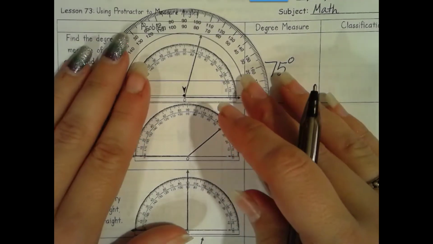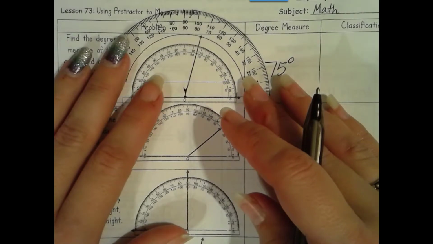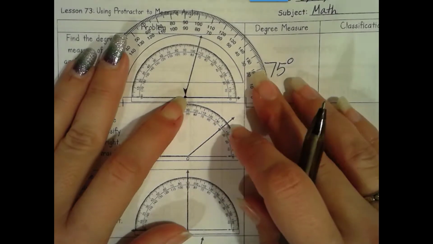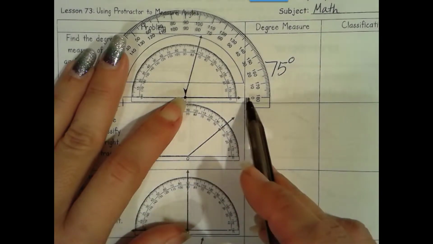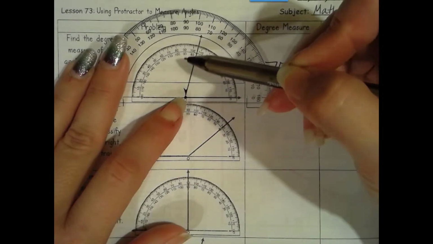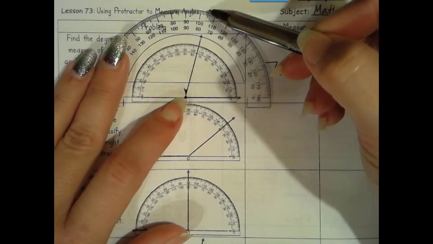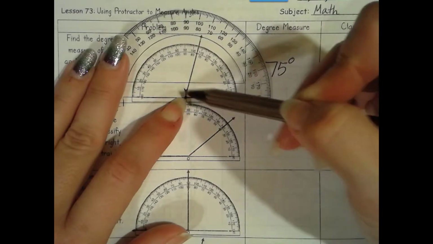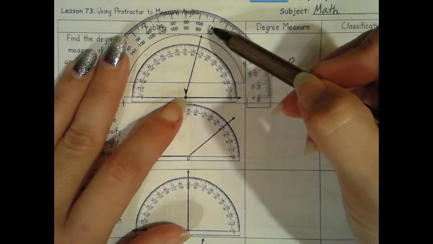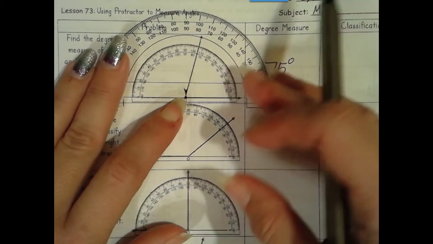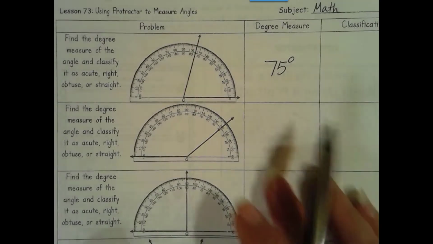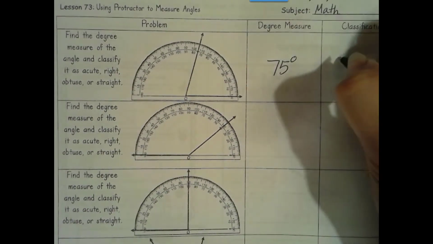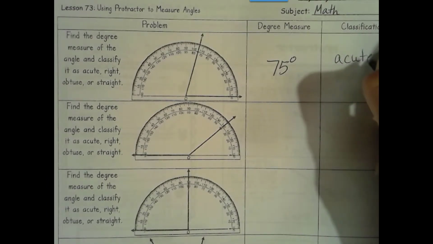So if you look here, even with this, you put your dot right on the vertex, line up that ray with 0 right along that line, and it points to the same place on ours. This is why I made you a smaller one, because most angles that you have to measure are really small. If you buy the ones at the store, they tend to be pretty large and make it harder to use. This is less than 90 degrees, so it is an acute angle.